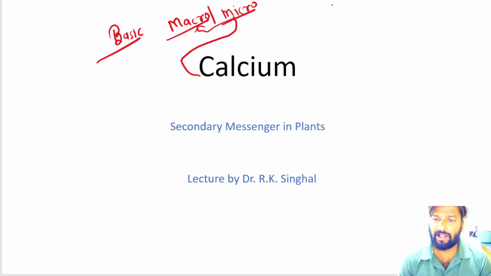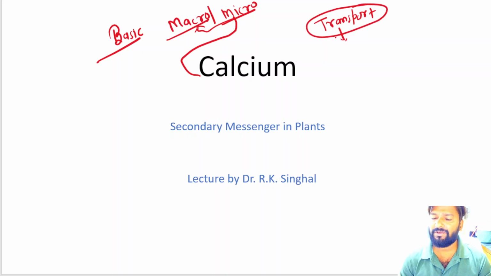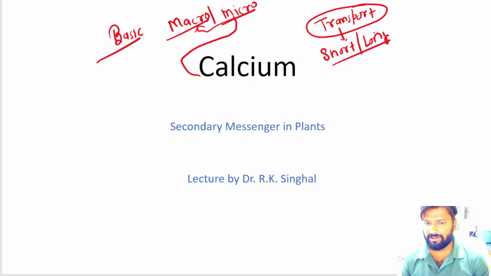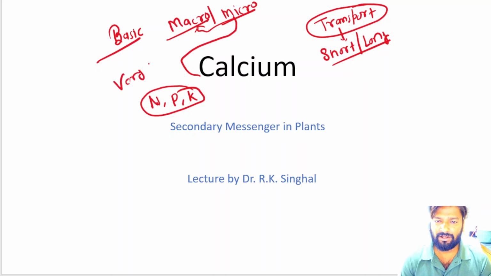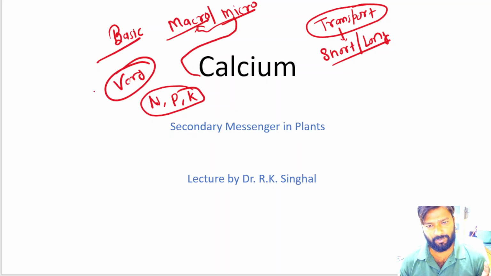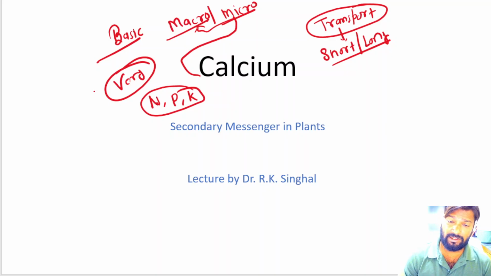macronutrients. Also, we had discussed the transport of mineral nutrients, where we discussed the short and long distance pathway of the mineral nutrients. Also, we discussed the physiology of nitrogen, phosphorus, and potassium. So these three are very important nutrients for plant growth and development, and equally important for the ARS main section.